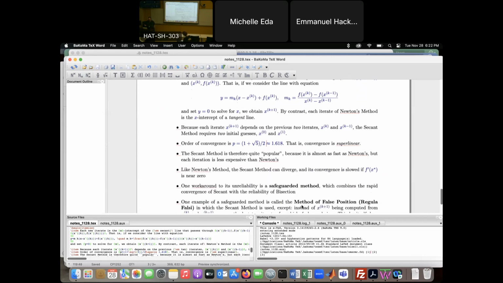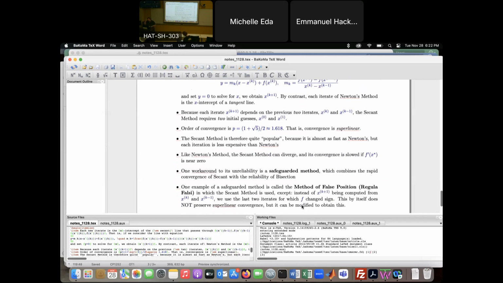Now here's one example of a safeguarded method. This is not the one that Chandler uses, but the method of false position, also known as regula falsi. So the secant method would compute x_{k+1} using x_k and x_{k-1}. So whatever the last two iterates are, that's what's used. Regula falsi proceeds a little differently. It uses the last two iterates for which f has opposite signs. So that also is a way to guarantee convergence if you stay within the interval.